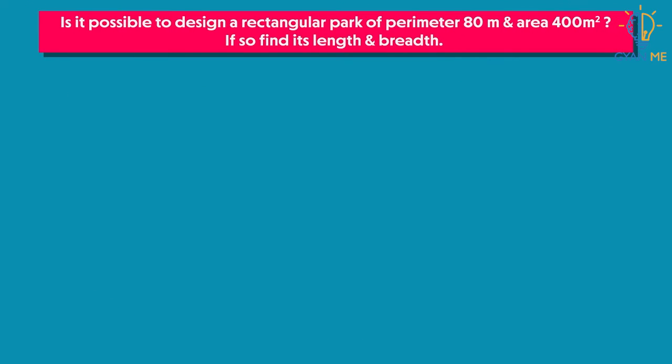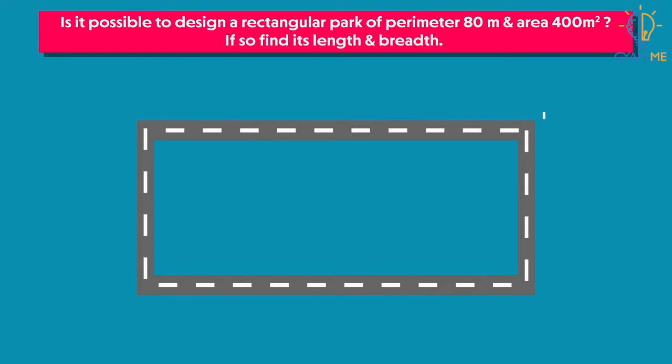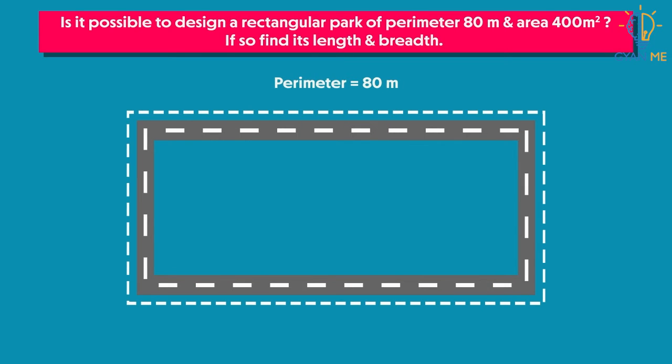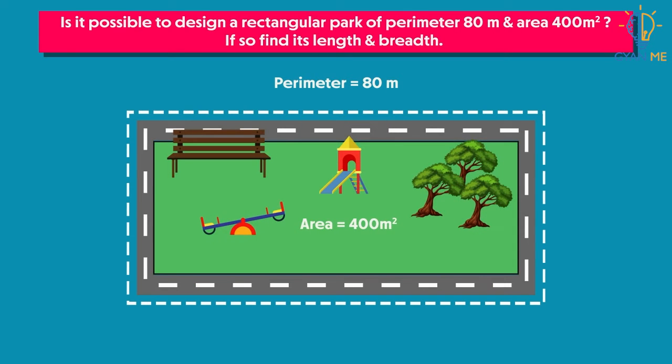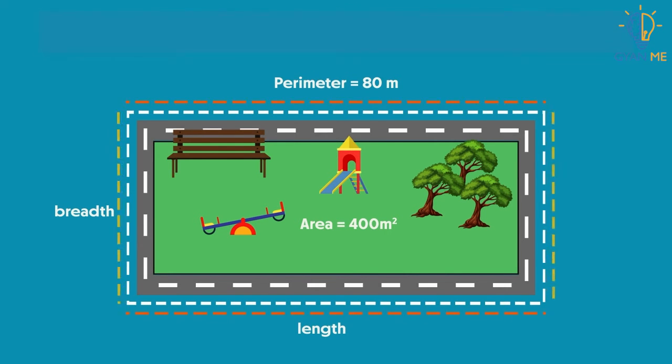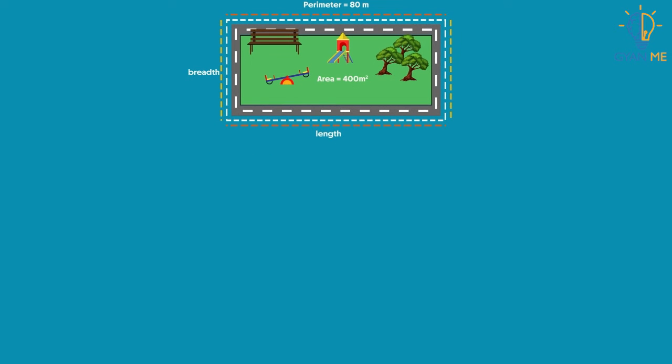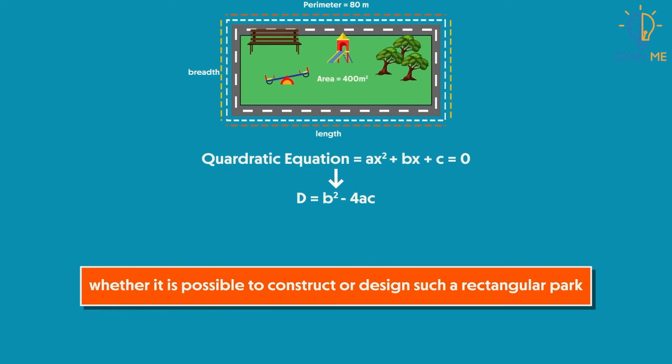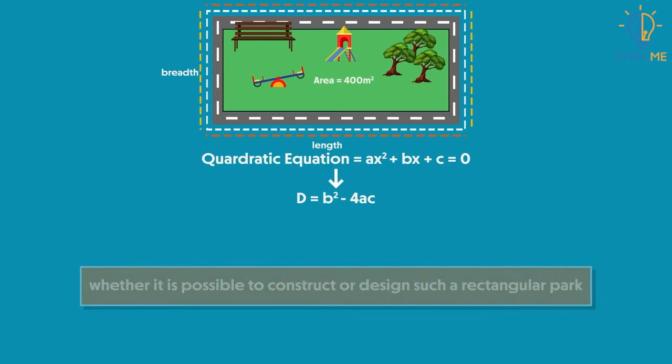And we asked you a question: is it possible to design a rectangular park of perimeter 80 meter and whose area is 400 meter square? And if it is possible, then find the length and breadth of such a park. To solve this question, we will have to first frame the quadratic equation, find its D, and then decide whether it is possible to construct or design such a rectangular park.